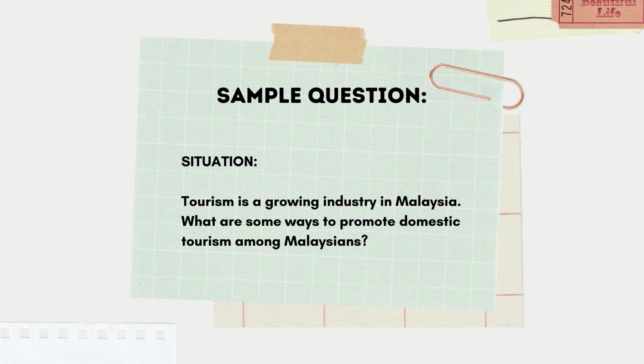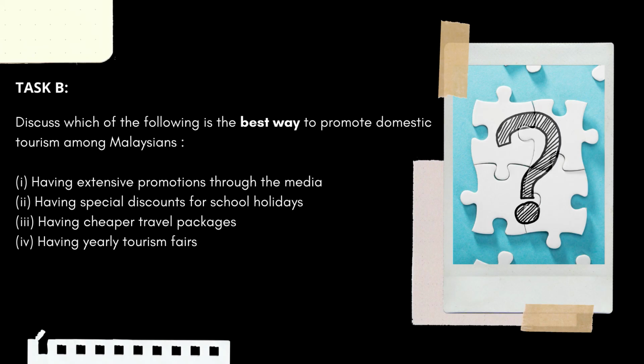But the difference is, this time, you can talk on any of the points given. You can stick to your view, or you may change it, and you are allowed to talk about all of the points given. For instance, we have the situation here. Tourism is a growing industry in Malaysia, and we're still talking about the ways to promote domestic tourism. Now this time, you're going to discuss which is the best way to promote domestic tourism.